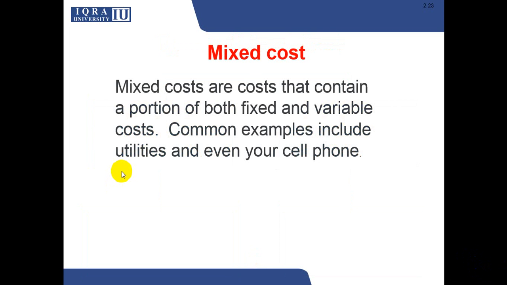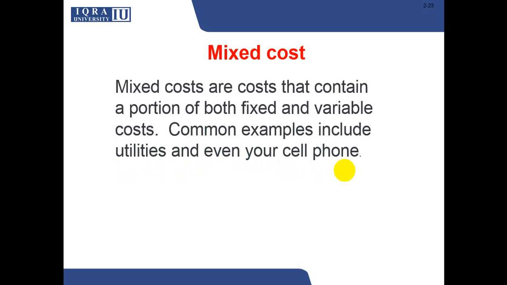Now the mixed cost. Mixed cost, also called semi-variable cost. Mixed costs are costs that contain a portion of both fixed and variable cost. The fixed element does not change with a change in activity level at all, and the variable component changes proportionately with activity. Common examples include utilities and even your cell phone.